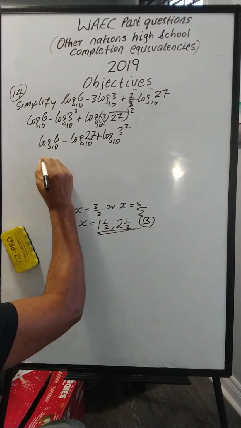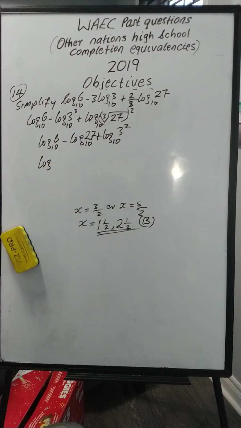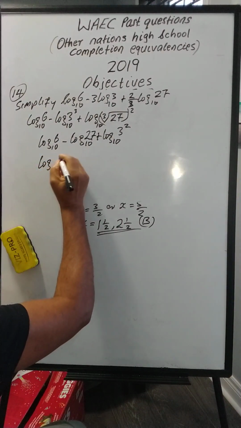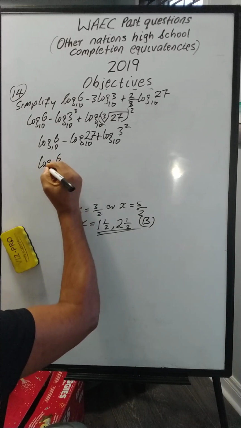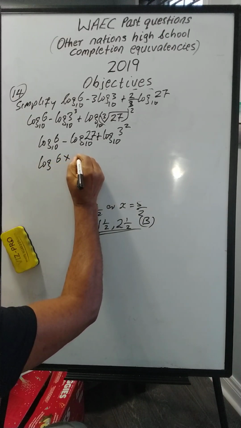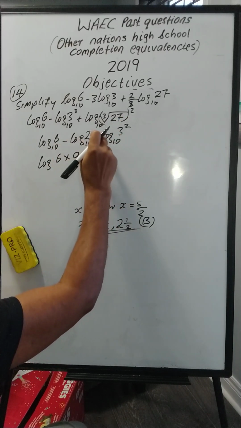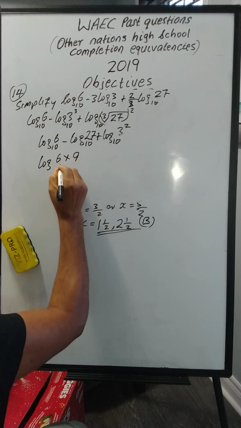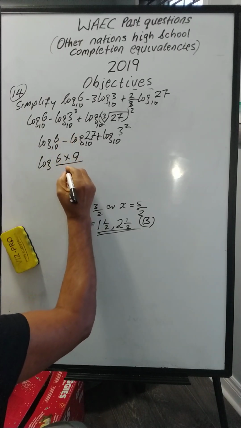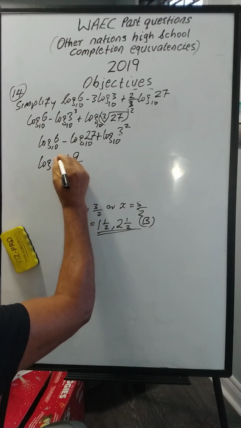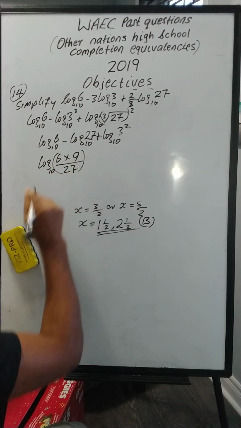We now apply the law of logarithm. This is 6 times 9, because 3 raised to power 2 is 9. And when you have addition, you multiply, over the subtraction, 27, base 10.